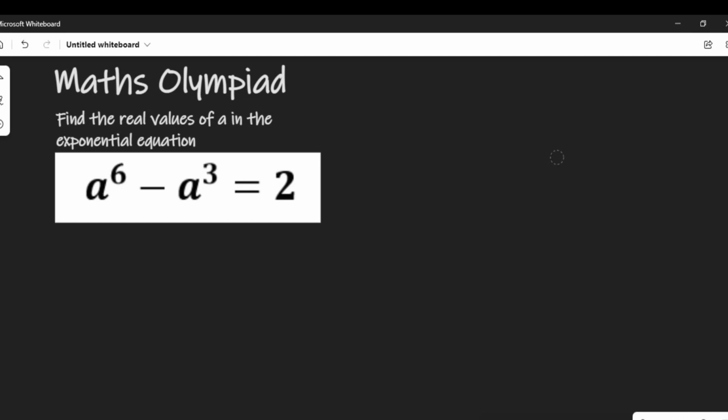Find the real values of a in the exponential equation: a raised to power 6 minus a raised to power 3 equals 2.